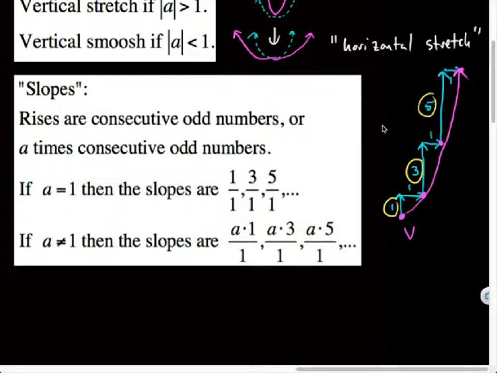So the slopes are a really good trick for you to get the proper shape of the parabola.